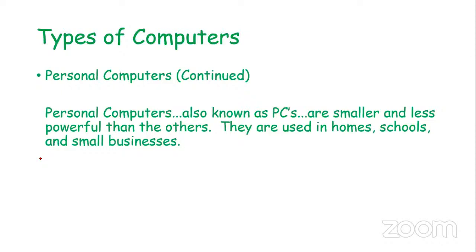Okay, so types of personal computers. Personal computers are basically known as PCs, and they are smaller compared to mainframes or supercomputers, and they are less powerful than any other computers. They are normally used in homes, schools, and small businesses. They are less powerful in the sense that they cannot process large amounts of information at one time. A supercomputer can process a large amount of information in only 1 second, whereas if you take the same amount of information and plug it into a personal computer, it can take a year to process it. So personal computers just deal with small chunks of information.